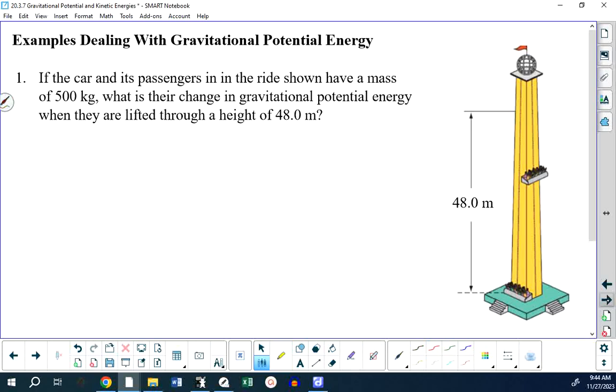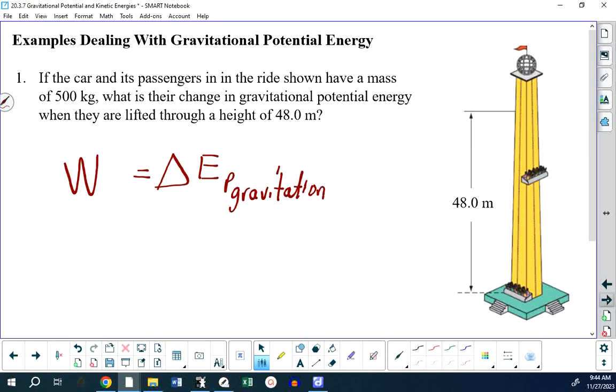So, we are not using a formula for gravitational potential energy. We're going to use the definition of work. The work done is going to be equal to the change in gravitational potential energy. So, if you're talking about gravitational potential energy and you want to find work done, this is force times displacement.